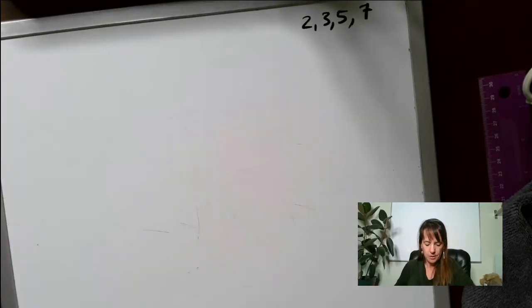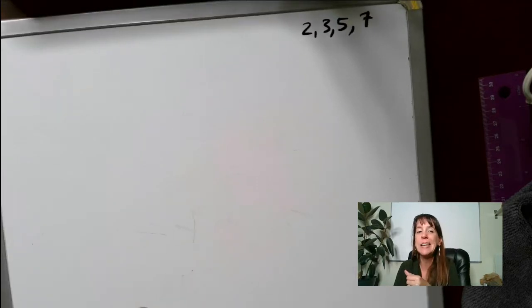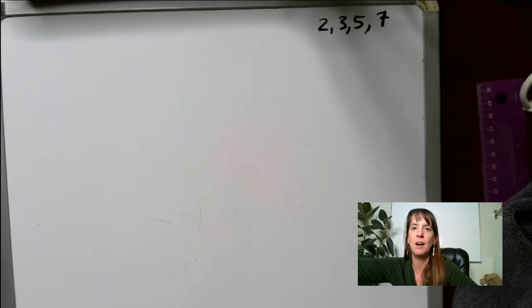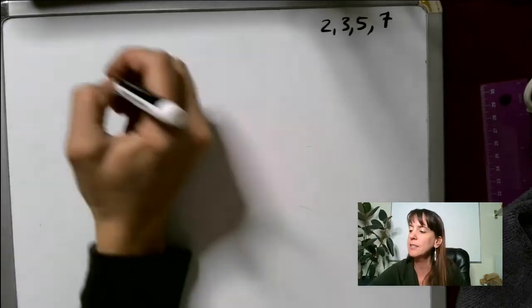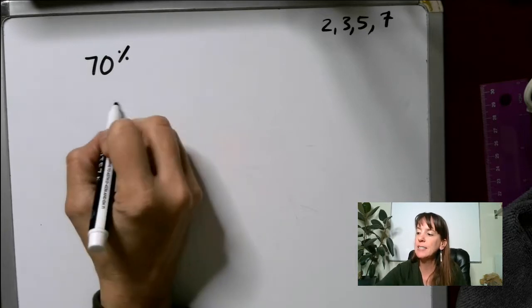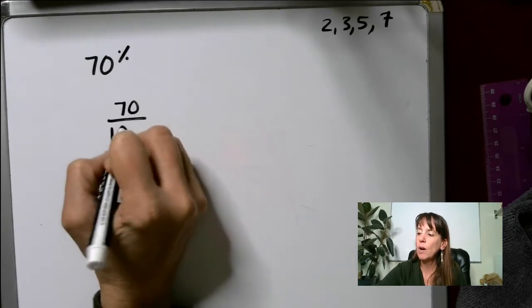Okay. So, number 7 on page 79 says reduce 70% as a fraction. Guys, remember there are 2 dots and a percent sign, so 70%. In order to write that as a fraction, it is 70 over 100.